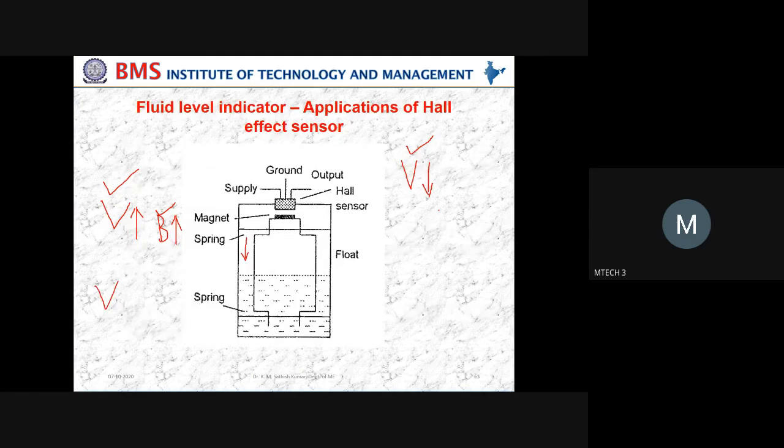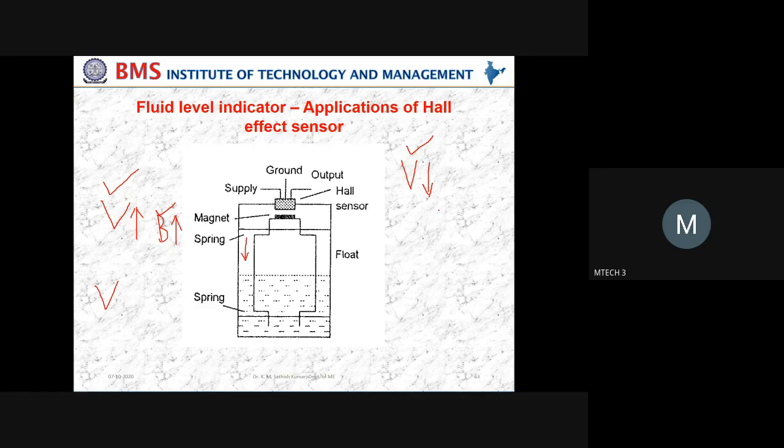Now, what we have discussed was the Hall effect sensor. Point number 1, it is a magnetic sensor. Point number 2, it determines the magnetic flux density and gives the output as voltage. Point number 3, what do you mean by Hall effect?